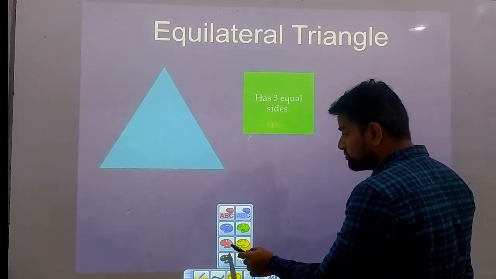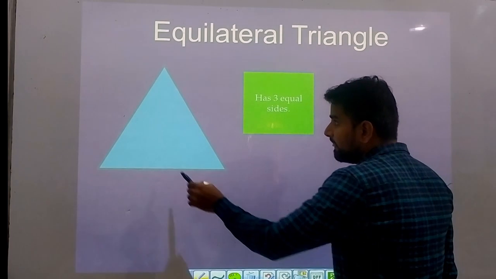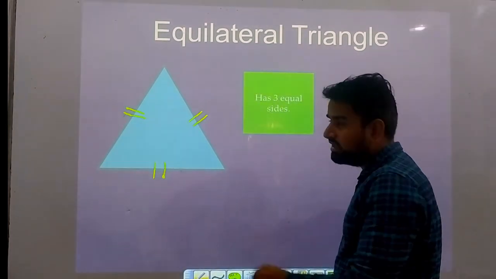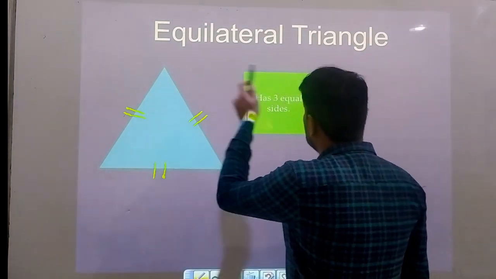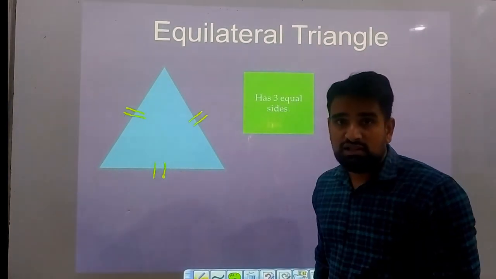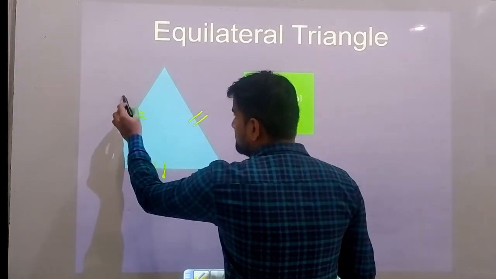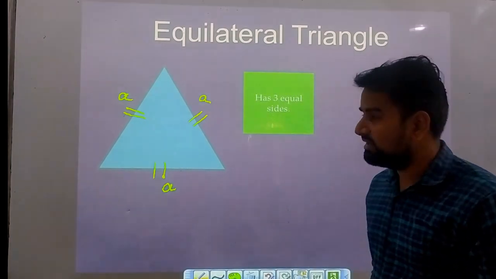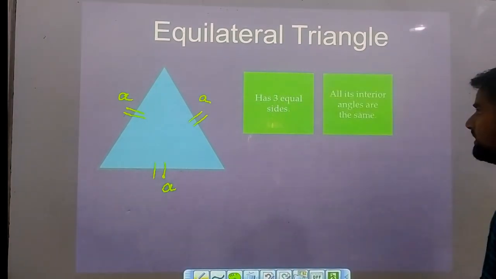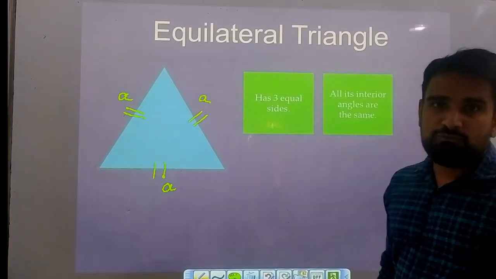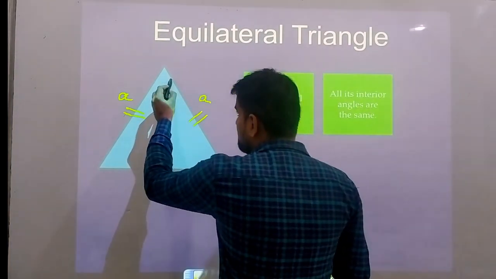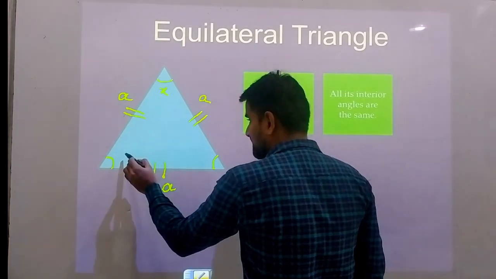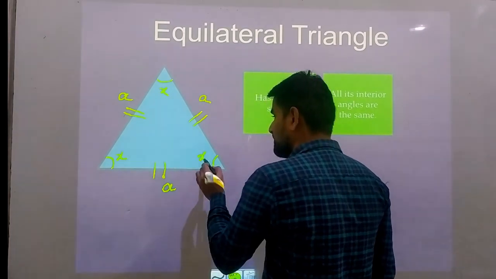So here I can show you this side, and this is the bottom, the third side. All three sides are equal. Therefore, this triangle is called an equilateral triangle. If this side is A, then this side is also A, and this side is also counted as A. So all three sides are equal. All its interior angles have the same value. That means all the interior angles of this triangle are also the same. If this one is x, this one is x, then this one is also x.